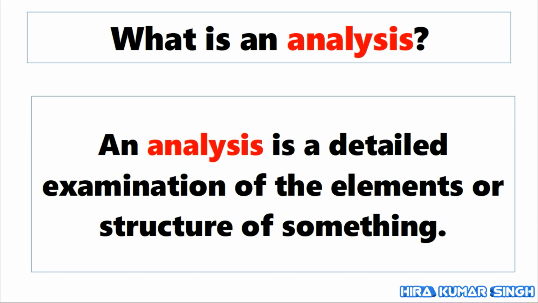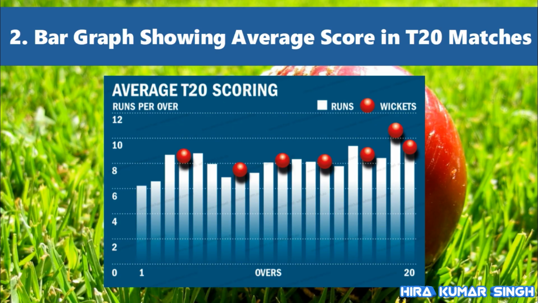Okay students, so next I am giving you an example of a bar graph. Bar graph showing average score in T20 matches. Here is a bar graph before you. Why is it called a bar graph? Because it has skyscrapers, bars all over it. So actually these skyscrapers, I mean tall buildings, indicate the run rate, and balls indicate the wickets.